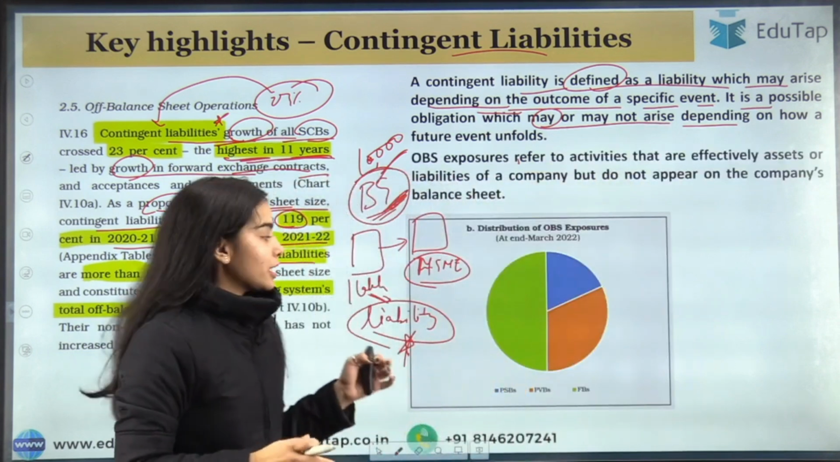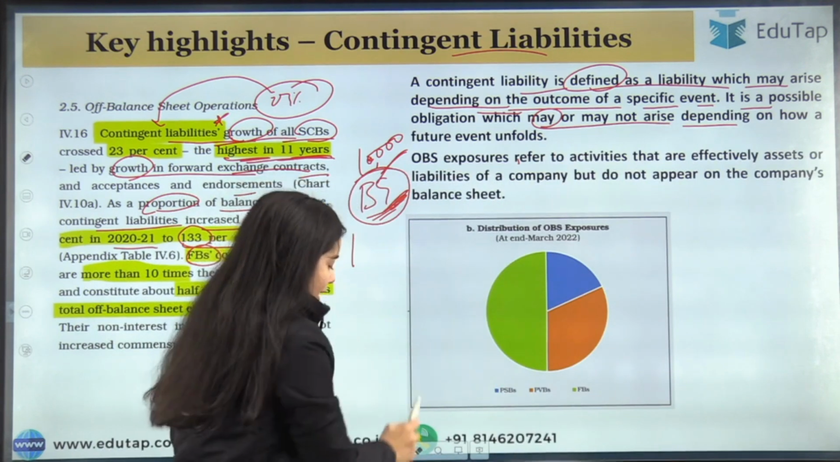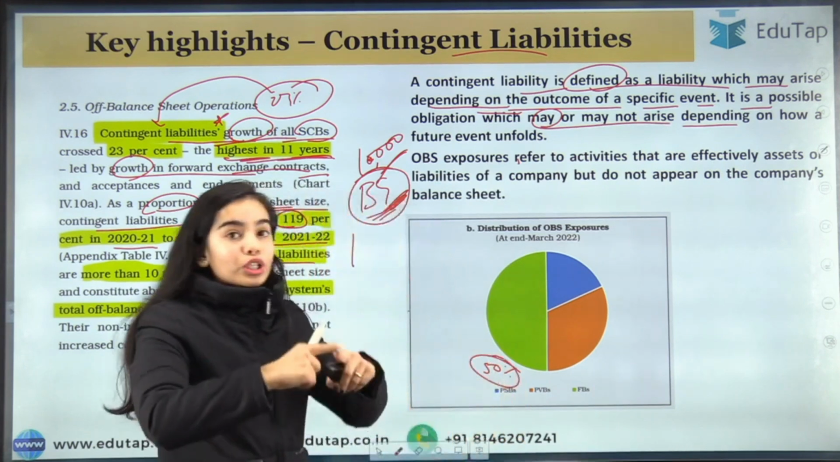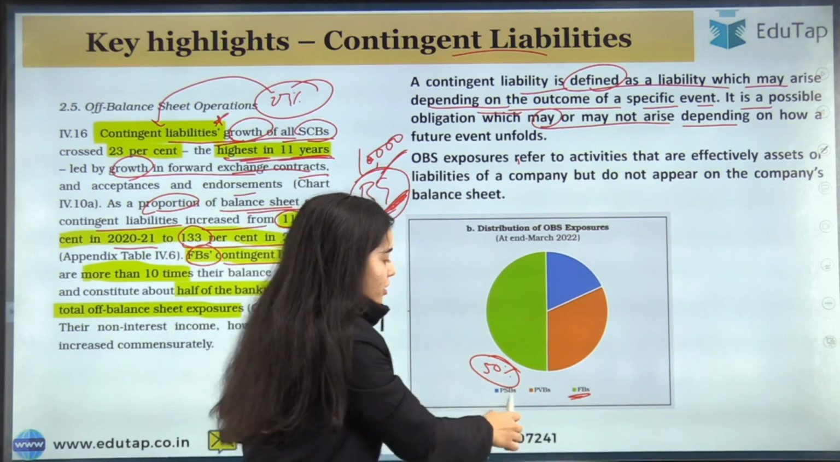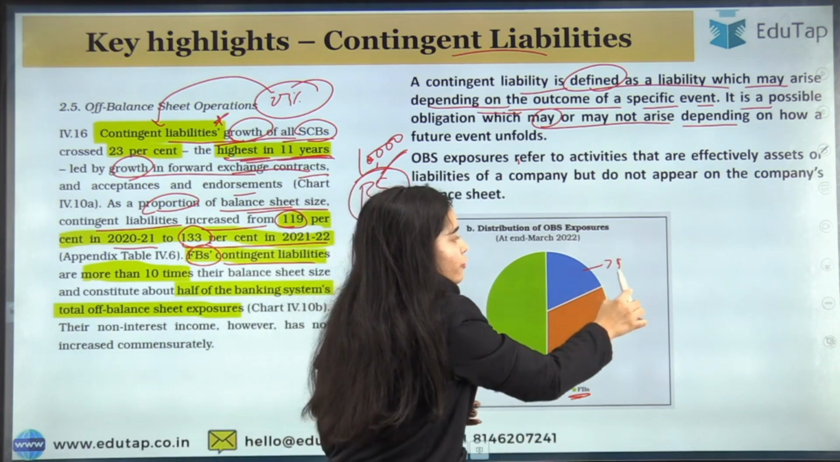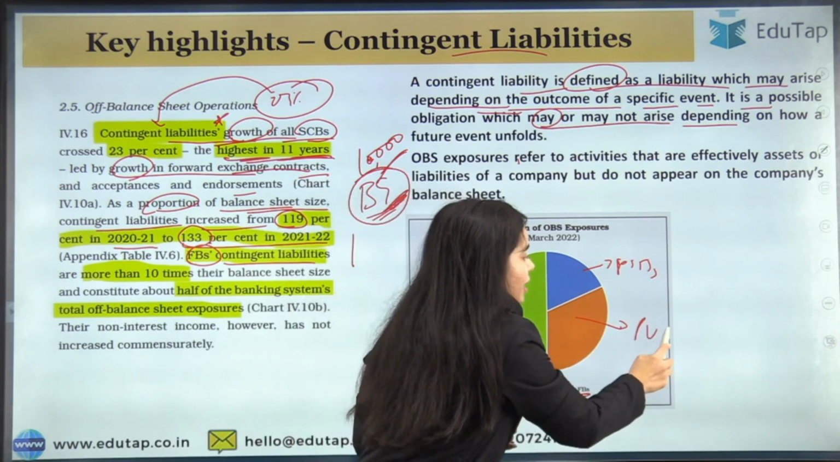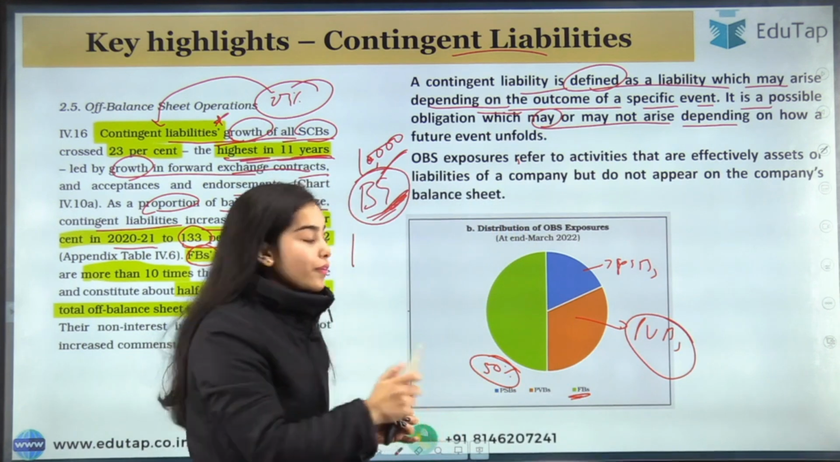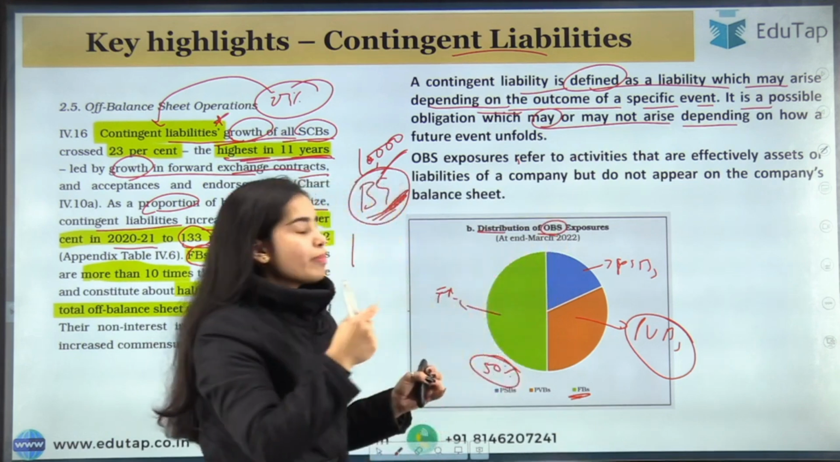So let me show you this data. Here you can see that the foreign banks are the ones that are more than 50%. More than 50% of the total share in the contingent liabilities is of the foreign banks. Then the public sector banks are the least involved in the contingent liabilities. The private sector banks are involved in the contingent liabilities to a level, but the most involved are the foreign banks.